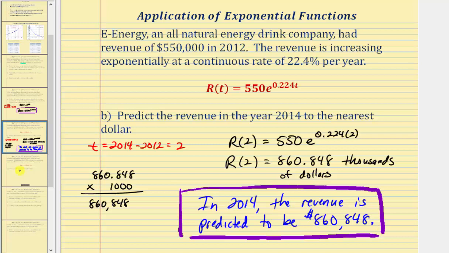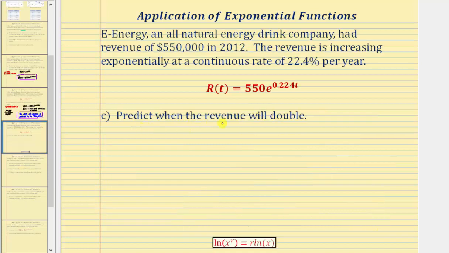Now let's take a look at part C. Now for part C, we're asked to predict when the revenue will double. Well, remember the starting revenue is 550,000, which in our function is equal to 550, and therefore the revenue is going to be doubled when the function value is twice 550, which would be 1,100. To determine when the revenue is going to double, we're going to set r of t equal to 1,100 and solve for t. So we'd have the equation 1,100 equals 550 times e raised to the power of 0.224 t.